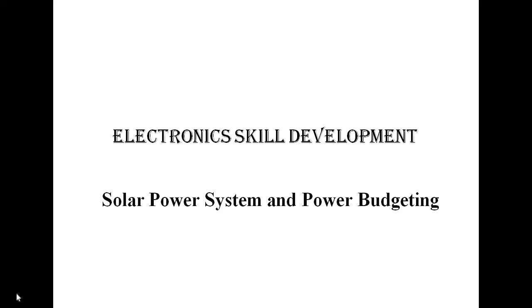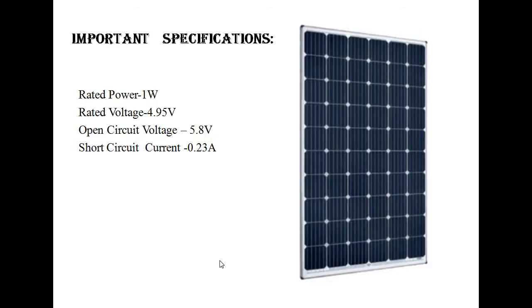In this video, we will discuss solar power system and power budgeting. Okay, so this is a simple image of a solar panel system. It has a particular specification. Rated power is 1 watt, rated voltage 4.95 volt, open circuit voltage 5.8 volt, short circuit current 0.23 ampere.